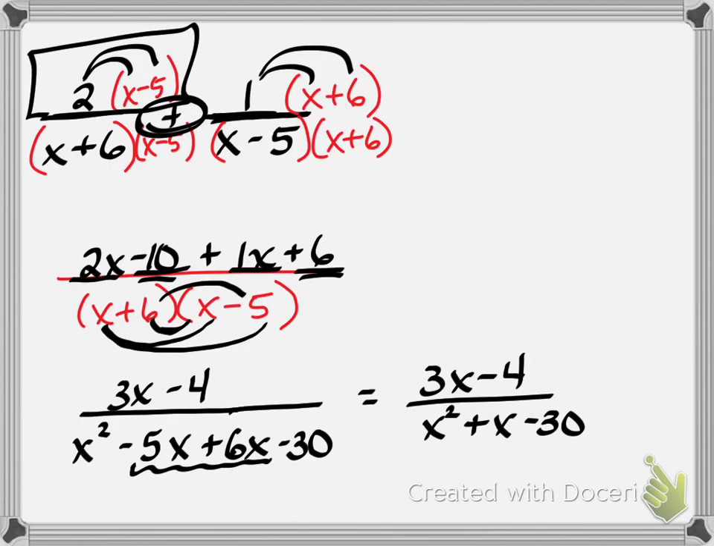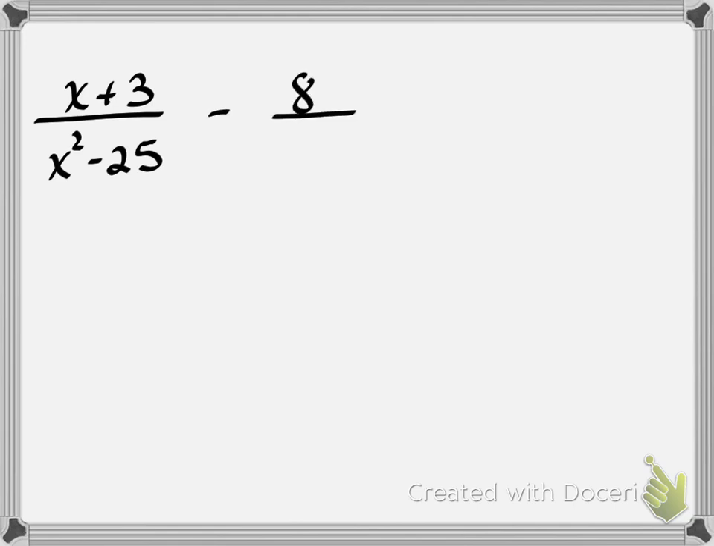Last thing we're going to do, both of those were just x to the first powers in the denominators. What if the denominator was a little more complicated? Let's do x plus 3 over x squared minus 25 minus 8 over x minus 5.